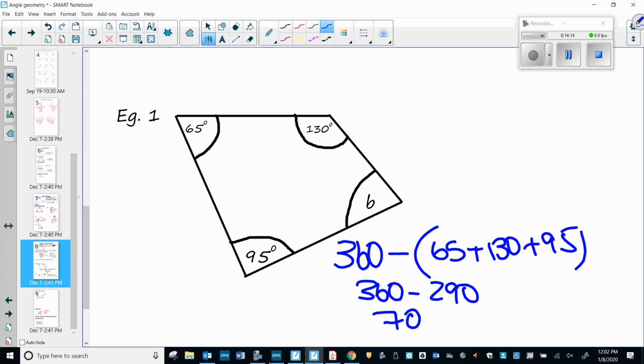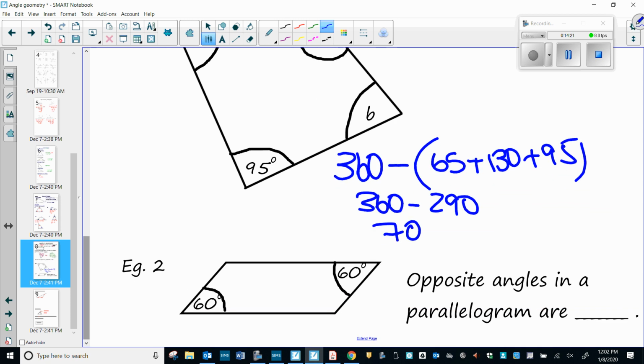Okay, opposite angles of the parallelogram are always going to be equal. Remember, this is a parallelogram, yes? So this is where we have 2 pairs of parallel sides. So these ones here are both 60.